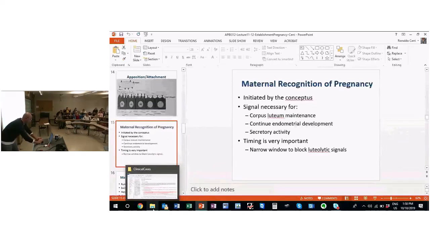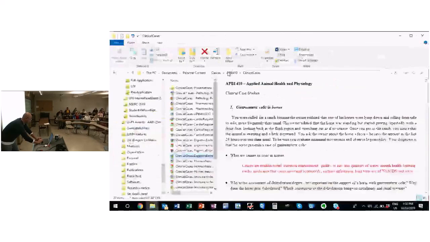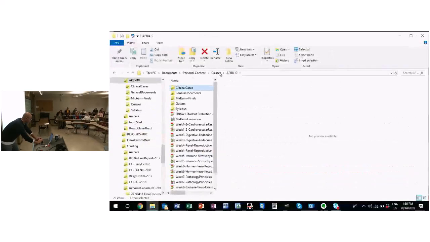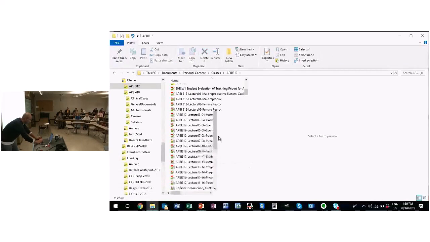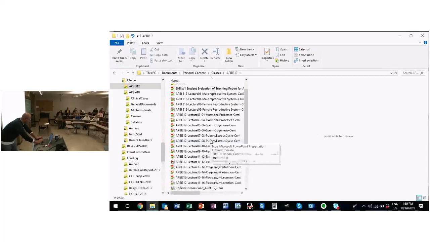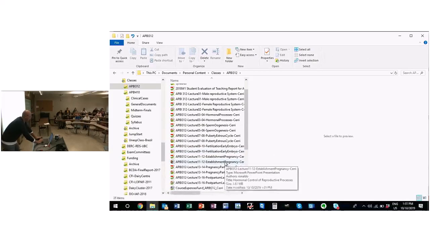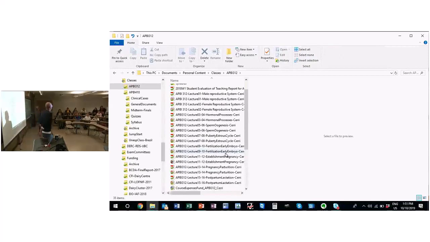Let's see the next one. Okay, so puberty and estrous cycle, fertilization, yeah. Establishment of pregnancy. Establishment is this one, right? Okay, puberty and estrous cycle and fertilization. Okay, very good.